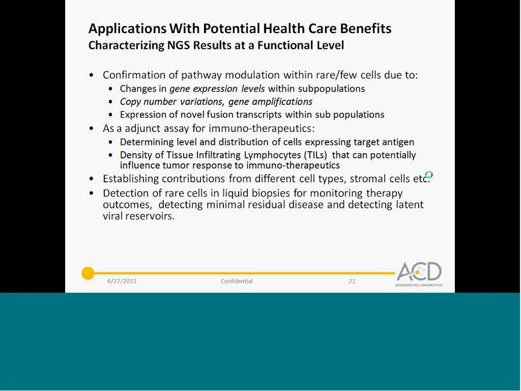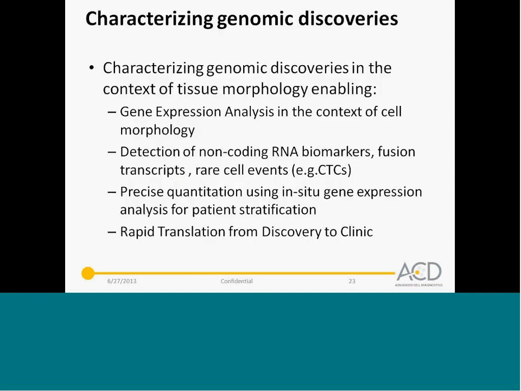It can be used potentially as an adjunct to immunotherapeutics where you want the distribution of the target antigen that the therapeutic is targeting. You can get information on things like tissue-infiltrating lymphocytes and the density of these cells and their influence on tumor response to therapeutics. We can definitely find the contributions coming in from different cell types. And lastly, detection of rare cells in biopsies and liquid for monitoring therapy outcomes, detecting minimal residual disease, and in infectious disease looking for latent viral reservoirs, HIV. So the next slide, please.